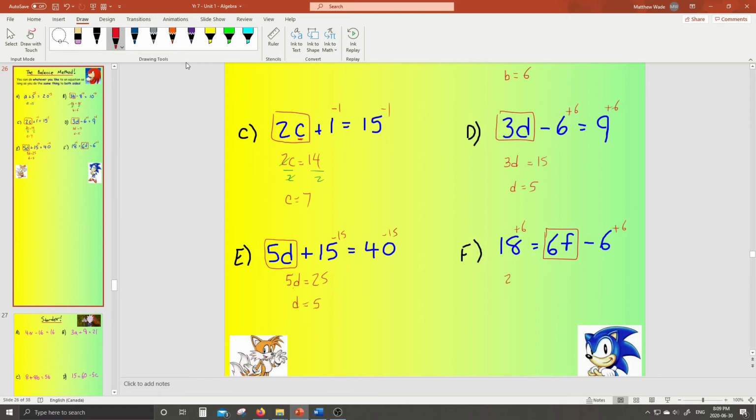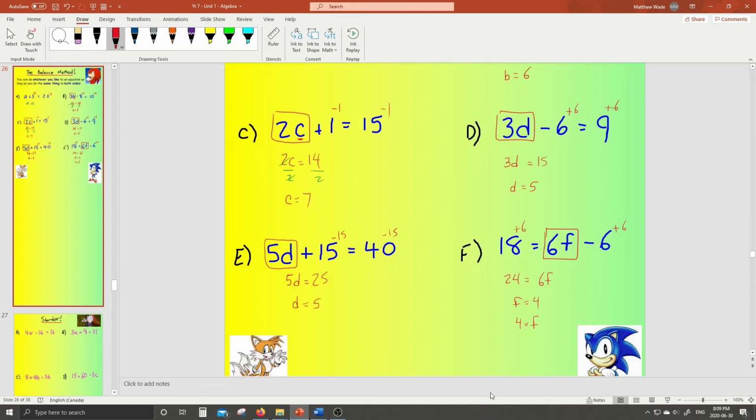18 plus 6 is 24. And on this side, you just still have your 6F. It doesn't matter that it's on the right. Here's what you do next. Well, you're going to do 24 divided by 6. You're going to say 6 times what makes 24? Well, the answer is 4, and you just write down F equals 4. If you wrote 4 equals F, that is cool as well, my lovelies.